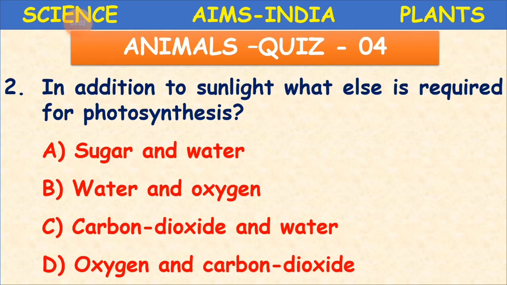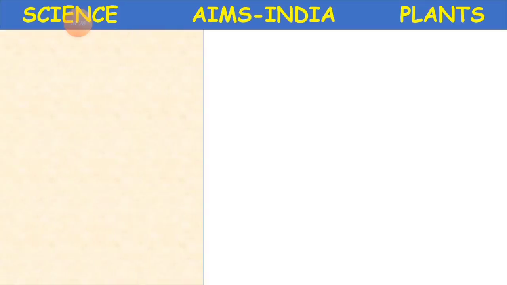So I am expecting you to write the correct option in the live chat. Yes, the correct answer is C option, that is carbon dioxide and water. Sunlight, carbon dioxide and water, all three together are required for the process of making food, that is photosynthesis. Clear, children? Now the next question.